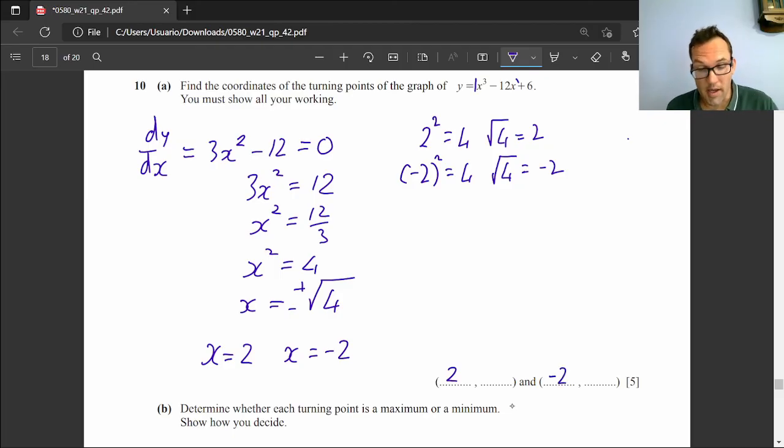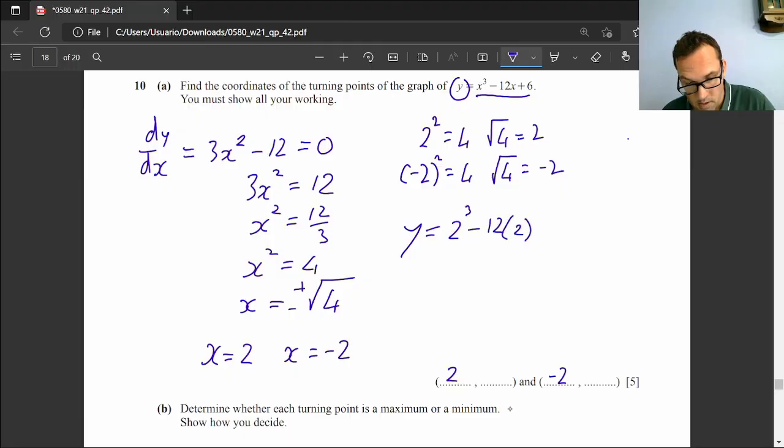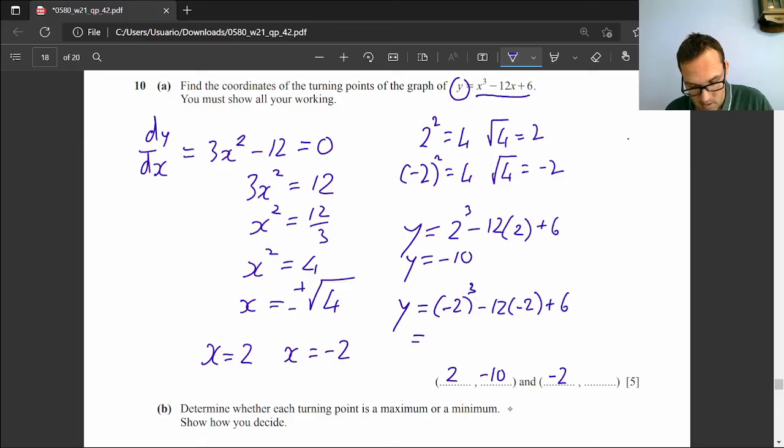To find the y values, where do we have a y? Up there, there's a y, so we put the x into this equation. So the first one, when x is 2, we do 2 cubed minus 12 times 2 plus 6, and that will give us minus 10. And we do it again with a negative, so it's minus 2 cubed. Make sure to use brackets here when you cube it, although actually when you cube a negative number, it's not that important. Do it right, you get 22, and we have our two turning points.